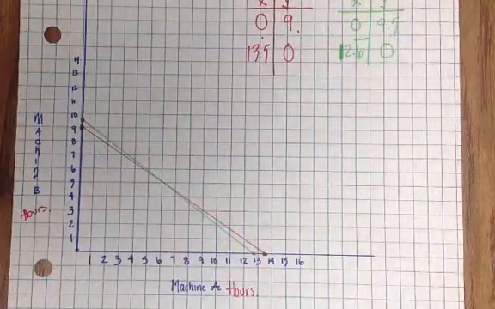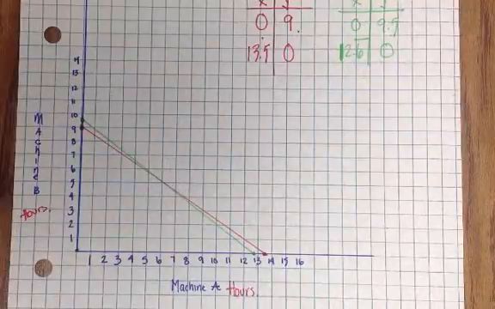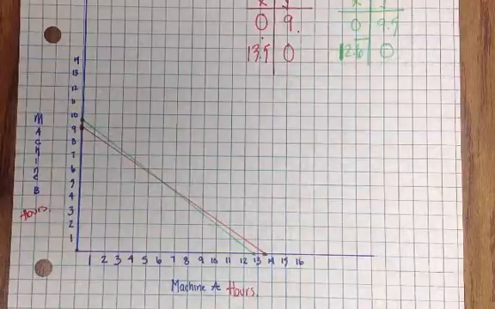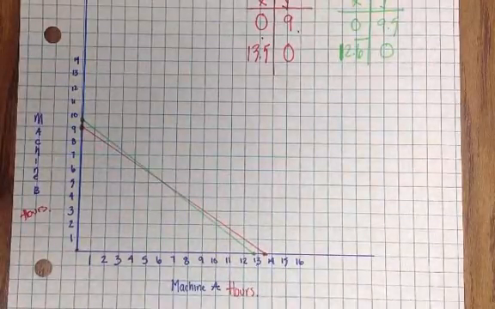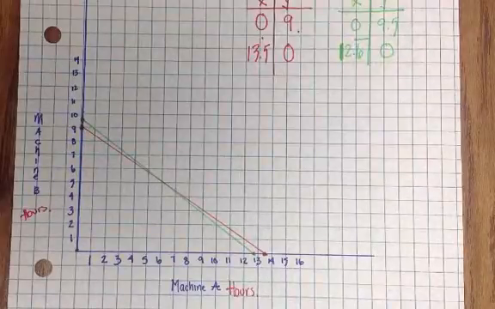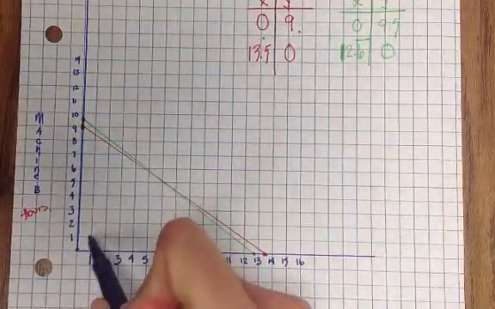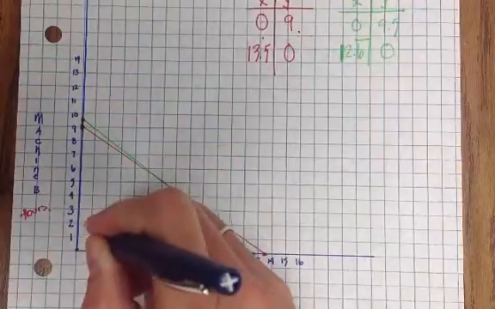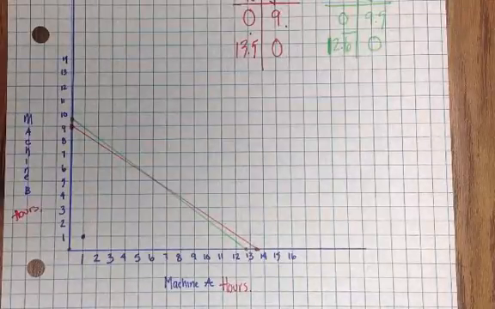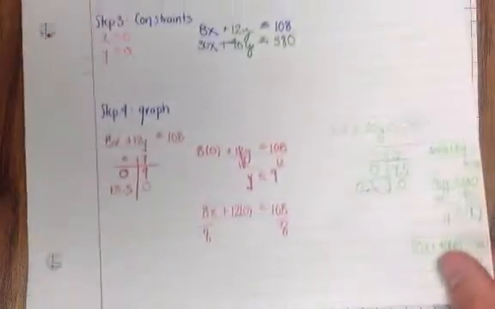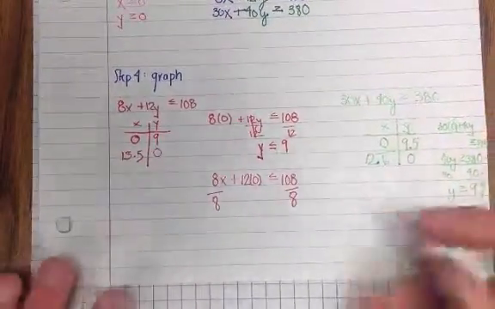Now we need to define those feasible regions. In order to do that, we need to pick a test point. Again, we need to pick a point that is not on our lines. So we can pick the coordinate 1, 1. Make it easier on yourself and pick something that we know we're capable of doing. So we're going to go back to our step 4, and now we're going to be looking at the test points.